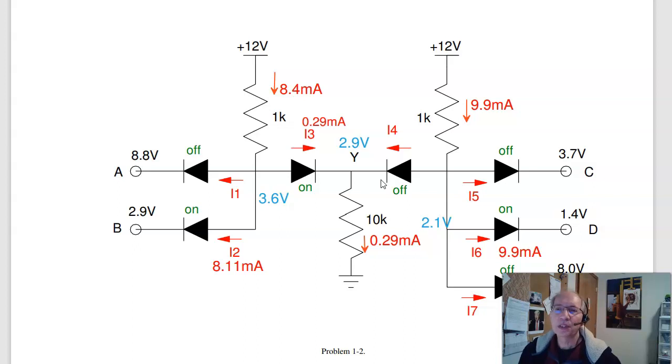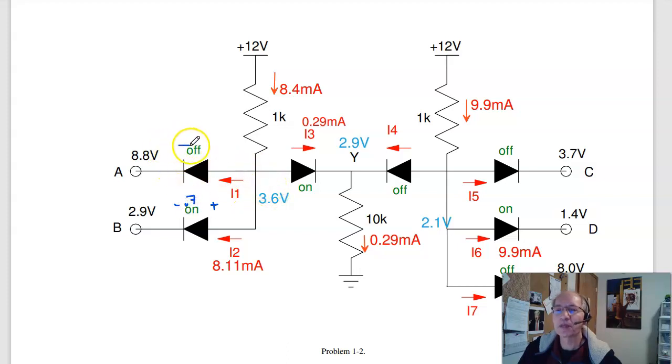What I like doing is just taking a guess. It's going to be one of the extremes. If the top diode is turned on, I'll have 8.8 plus 0.7, making this 9.5 volts. That doesn't work because 9.5 volts will turn on the second diode, and they can't both be turned on. In that case, let's assume the bottom diode is turned on. 2.9 plus 0.7, the voltage drop across the silicon diode, gives you 3.6 volts. And that works.